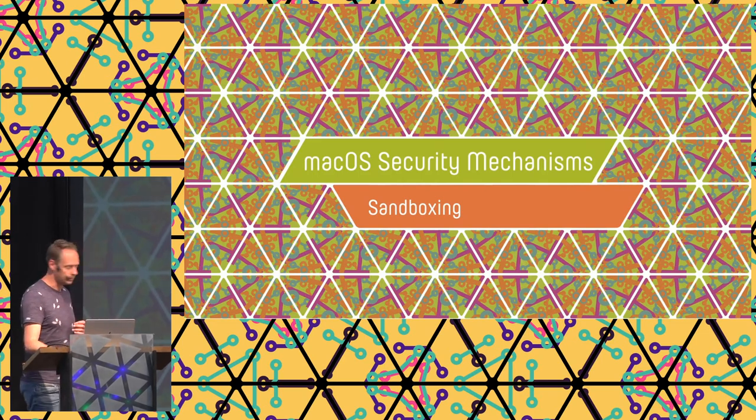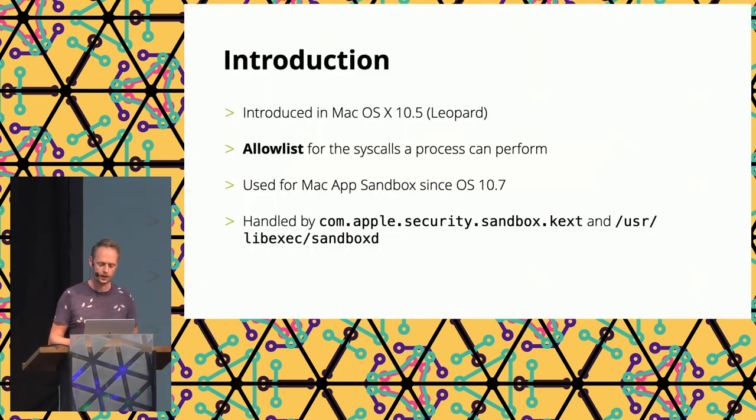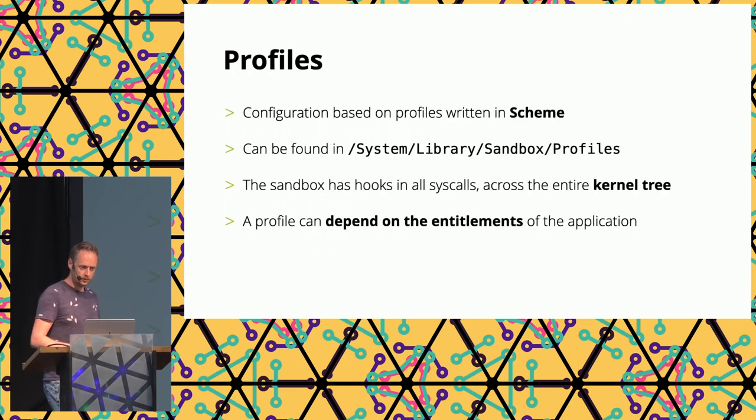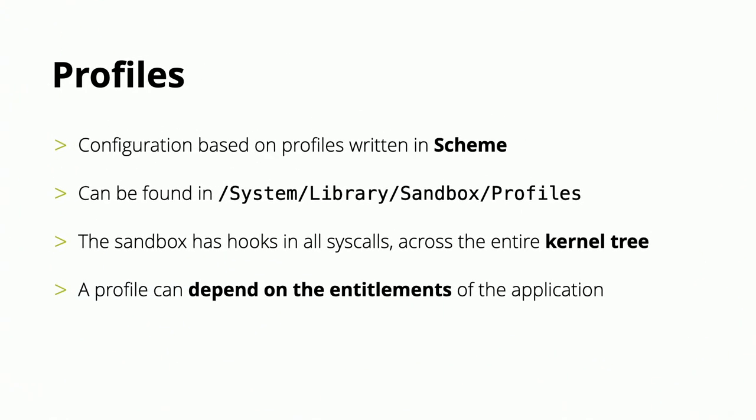Then you have the sandboxing implementation, which was introduced in Leopard. It uses an allow list for syscalls a process can use. It's handled by a kernel extension, but most of the parsing is done by a user space daemon. The sandbox is configured using a profile, which is written in the Scheme language. Most profiles can be found in the system library sandbox profiles directory. And the sandbox has hooks all across the kernel source tree, so it can be very fine-grained in what the sandbox will actually allow or block.